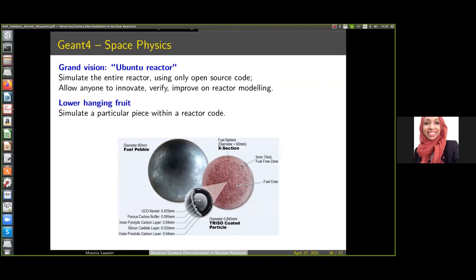In addition, the HTGR uses fuel bubbles composed of a large amount of TRISO particles, tri-structural isotropic particles, which are embedded within a spherical graphite matrix. The TRISO particle's innermost sphere is a kernel of uranium dioxide surrounded by four layers, namely porous carbon, inner pyrocarbon, silicon carbide, and outer pyrocarbon.